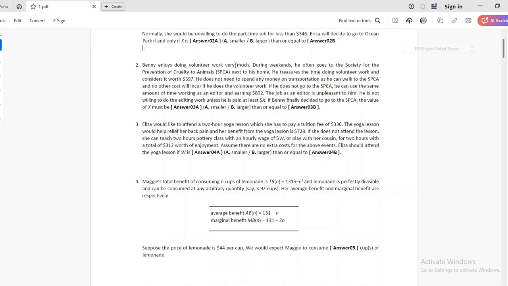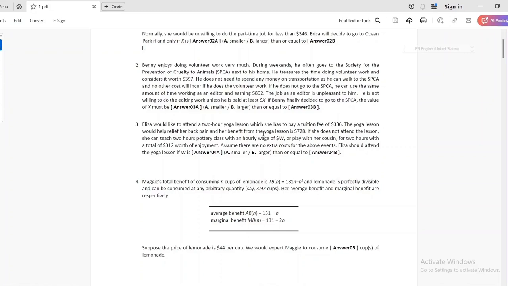Benny enjoys doing the volunteer work. He often goes to the society. He treasures the time doing the volunteer work and considers it worth $397. And if he does not go to the SPCA, he can use the same amount of time earning $892. He is not willing to do the editing work unless he is paid at least X dollars. So he decides to go to the SPCA. So the X must be.